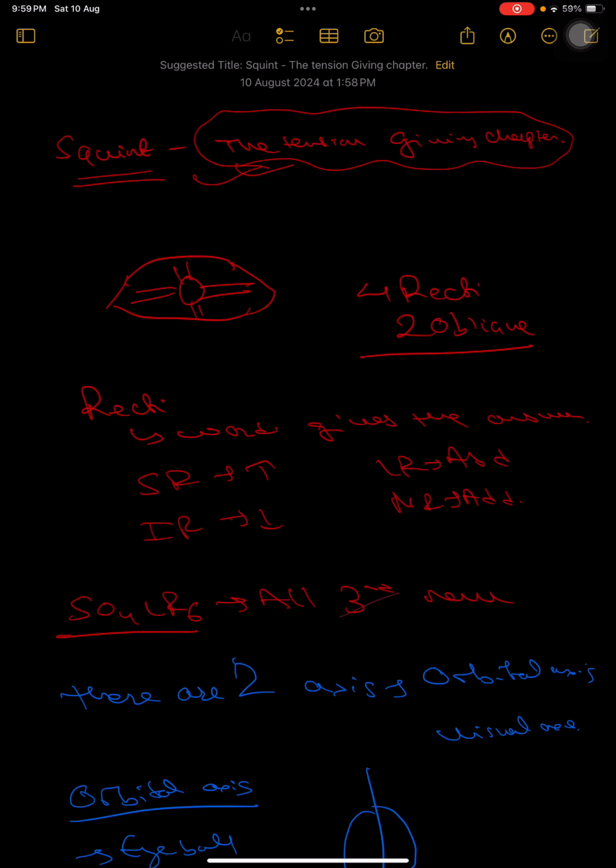So today we'll be learning about squint, and I've written here the tension giving chapter, because a lot of students find squint really difficult to understand, and I too find it really difficult, but I'll be making it really simple for you.